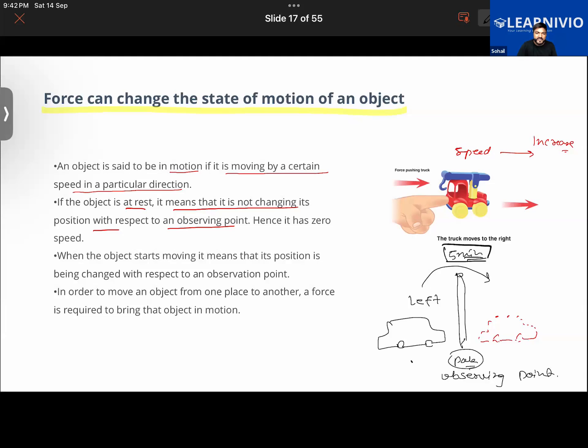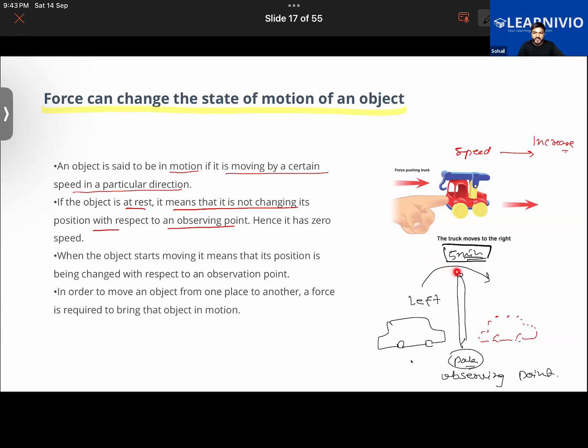Furthermore, another characteristic of force is that it can change the state of motion of an object. If it is moving, it can bring it to rest, or it can increase its speed, and if it is at rest, then it can bring it into motion.